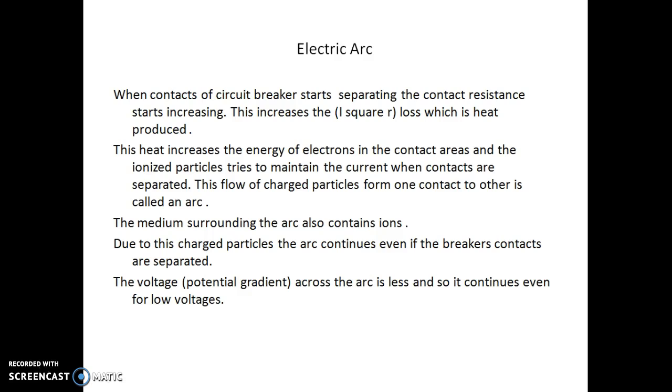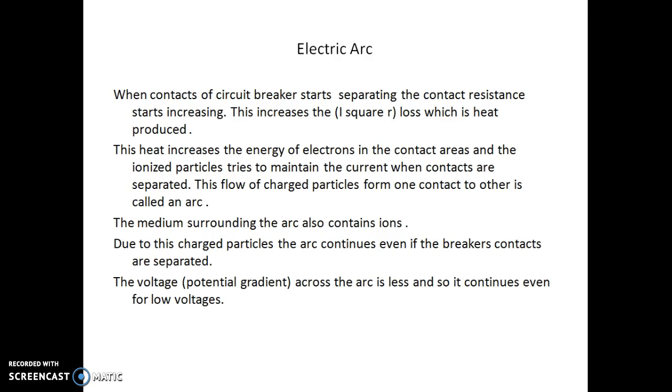Next, during the breaking operation, what will happen? Whenever we start moving the movable contact away from the fixed contact, because we want to break the circuit under faulty conditions, the contacts of the breaker start separating. You are creating a physical gap between them. Whenever you start creating a gap, the resistance will increase, the reason being you are creating an open circuit. So that means the resistance between the contacts starts increasing.